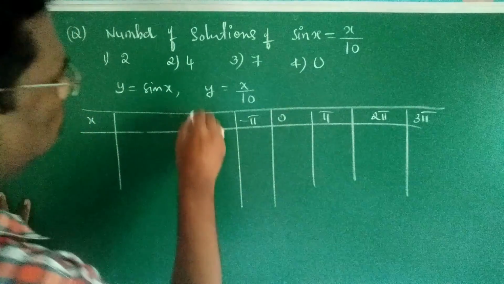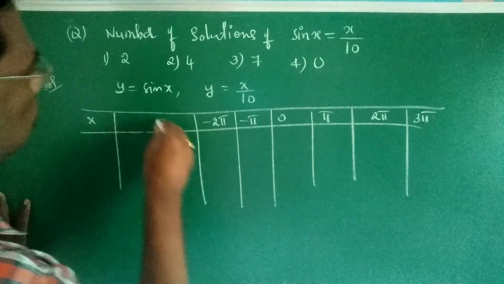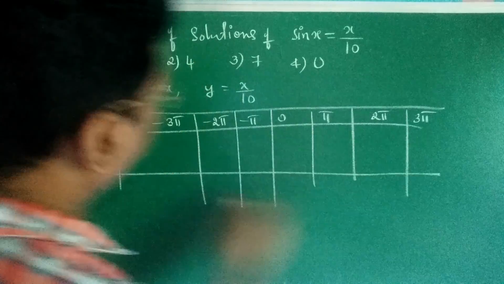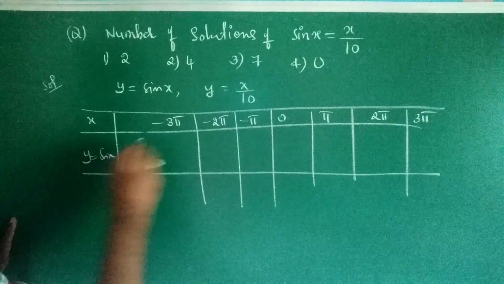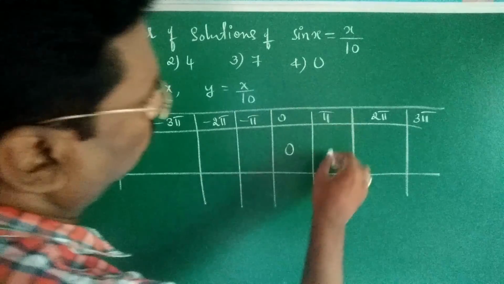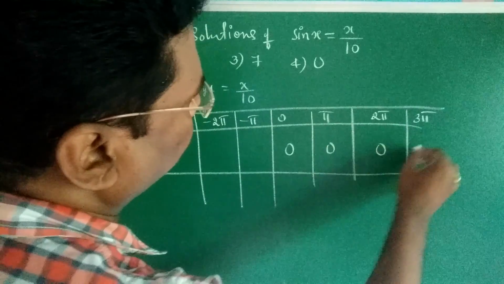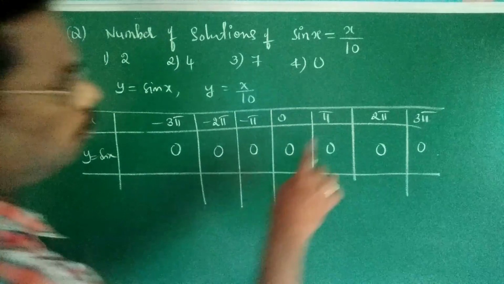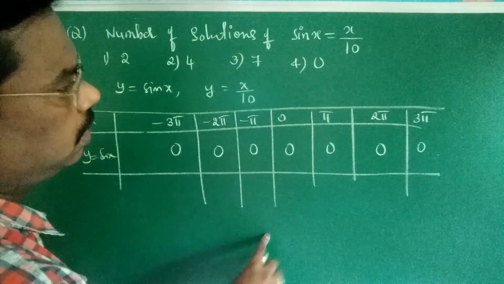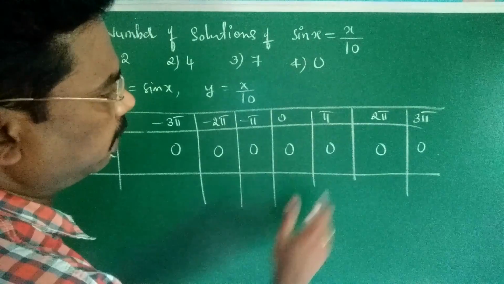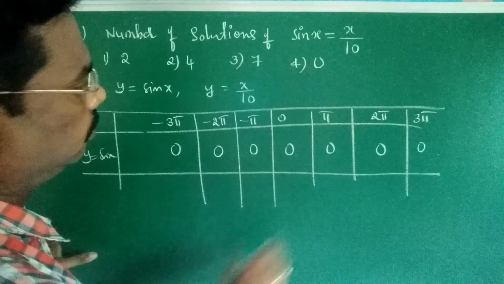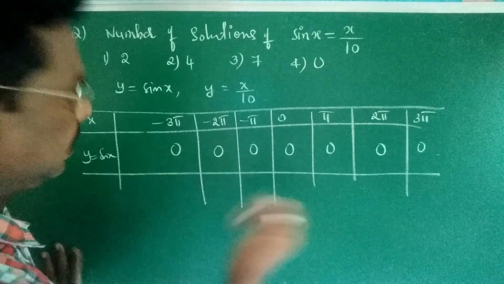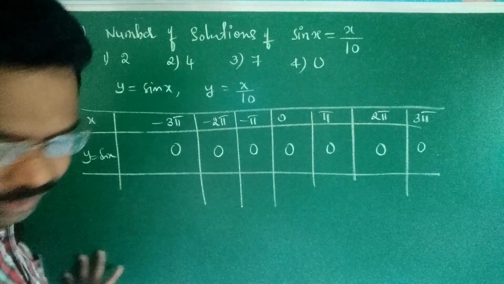Now -π, -2π, and -3π. Now here y = sin x. Sin 0 is 0, and at π the value is 0, at 2π the value is 0, at 3π the value is 0. Now all values are 0. Now π/2 means sin 90 is 1, and at 270, sin 3π/2 is -1. Now take the values of y = sin x, x values on the x axis, y values on the y axis.